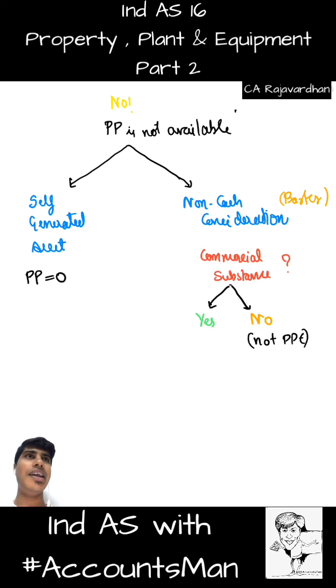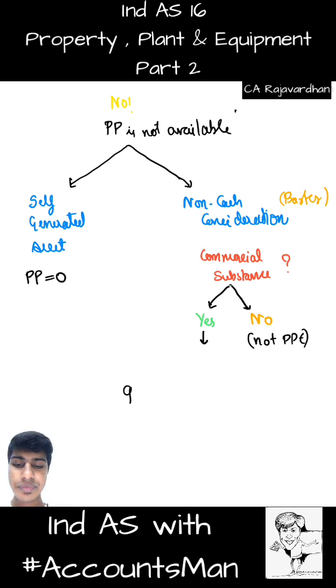It's like this. I have biscuits and my friend has chocolates. I'll give biscuits to him and I'll borrow chocolates from him. So this is not a commercial substance. There is no commercial substance in this. So it is not PPE and we will not be discussing it under Ind AS 16 at all. Whenever there is commercial substance, then we need to see. Then I'm going to tell you how to record this particular thing.